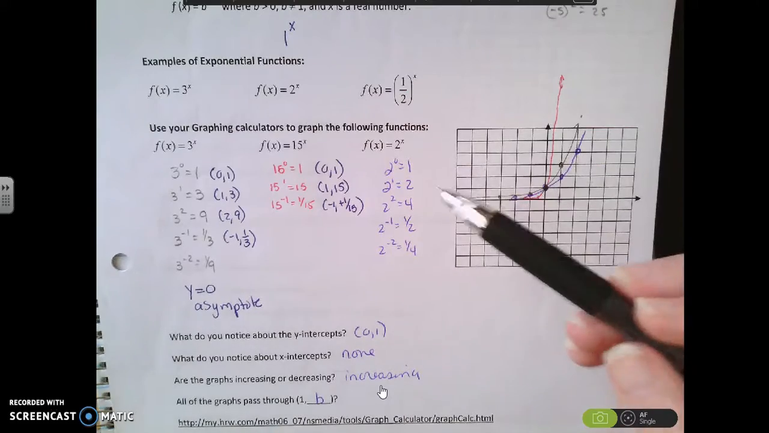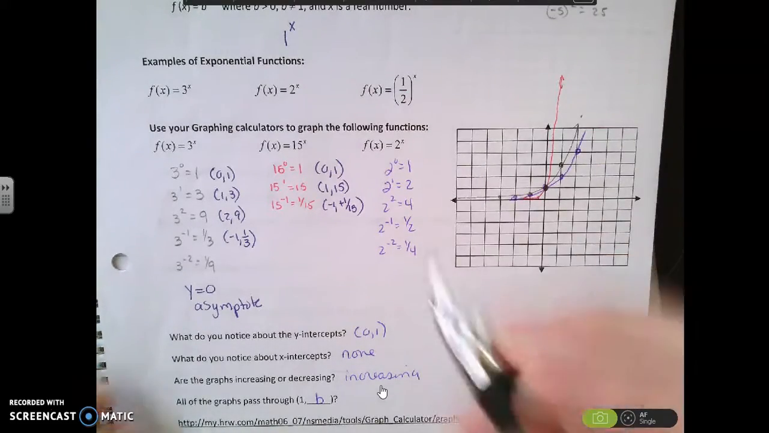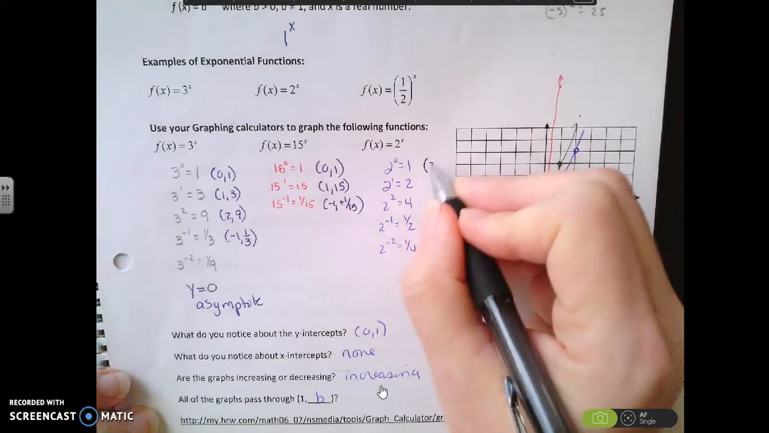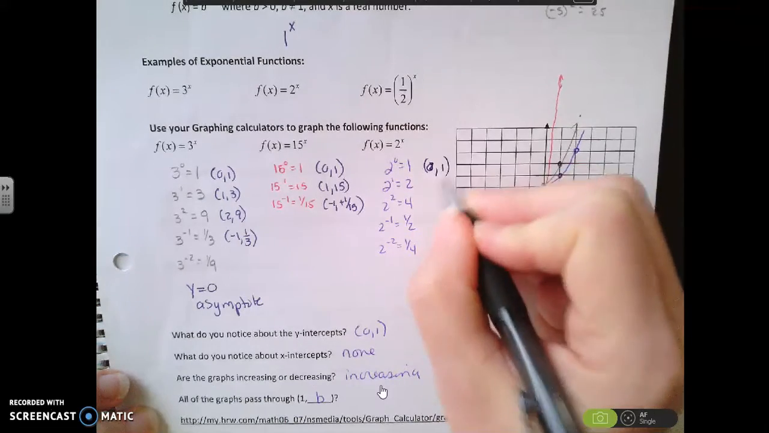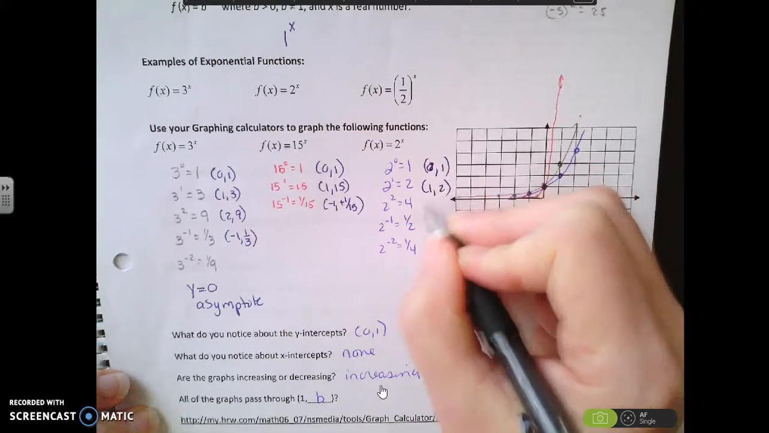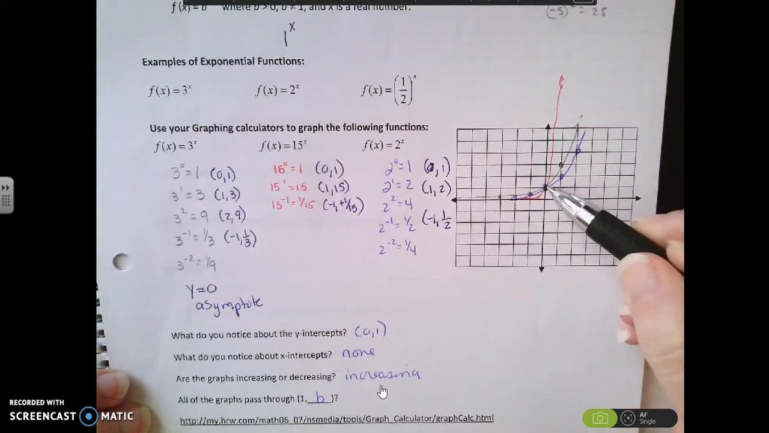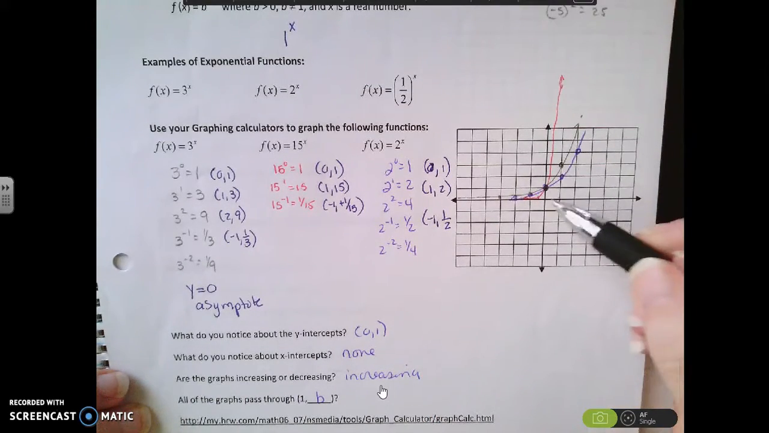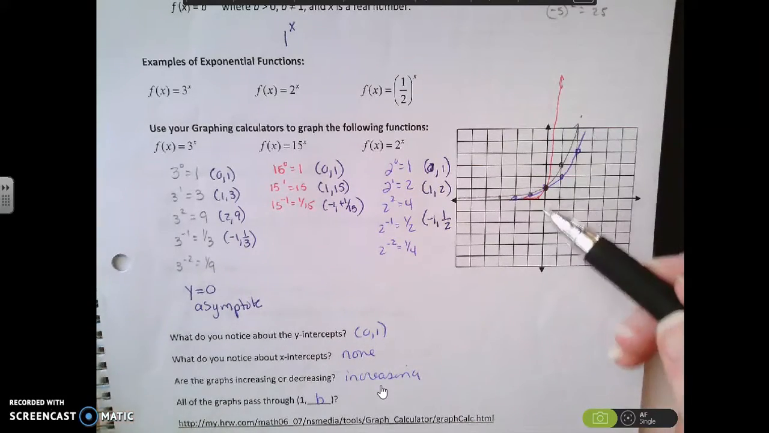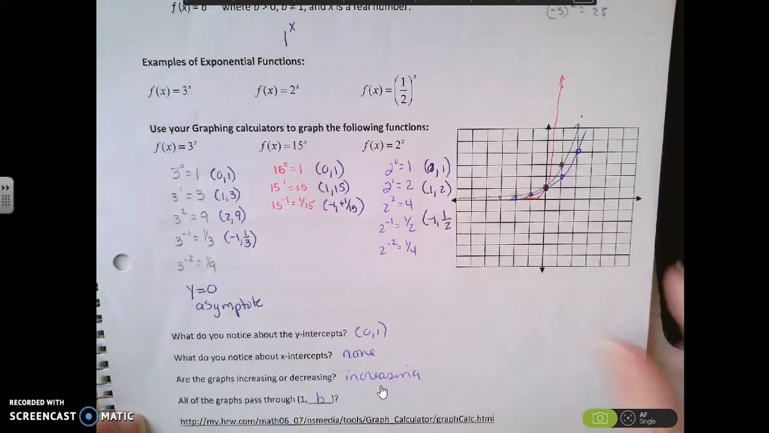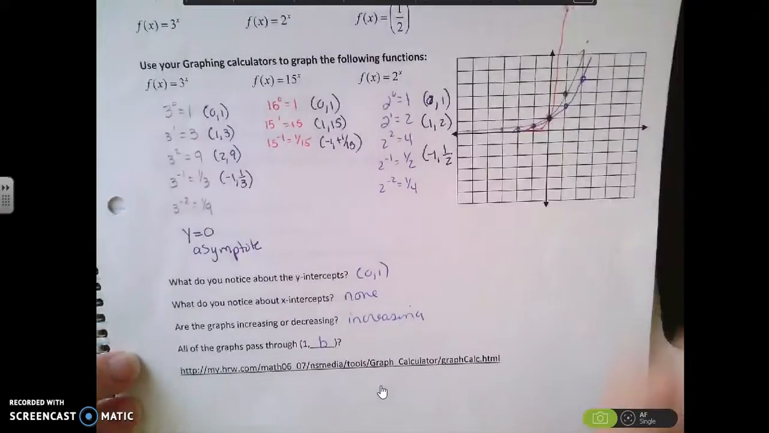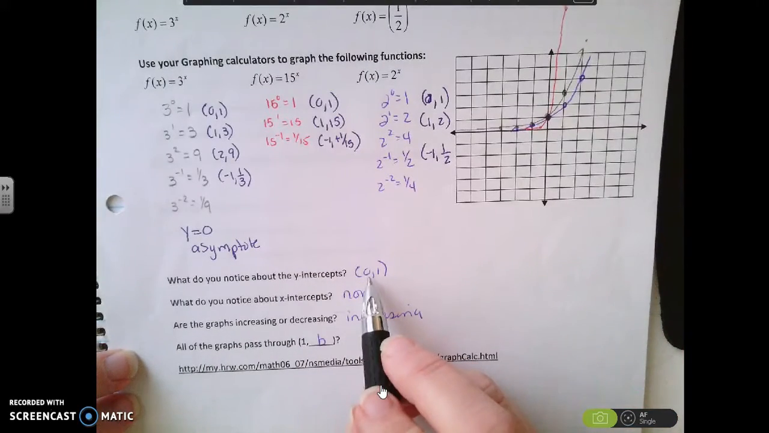And then again, we graph the exponential equation 2 to the x. So we end up with (0, 1) again, (1, 2), and then (-1, 1/2). So again, it's a little bit shallower, not quite as steep. And I end up with my exponential curve again. So the things that you should notice about this: the y-intercepts are (0, 1).